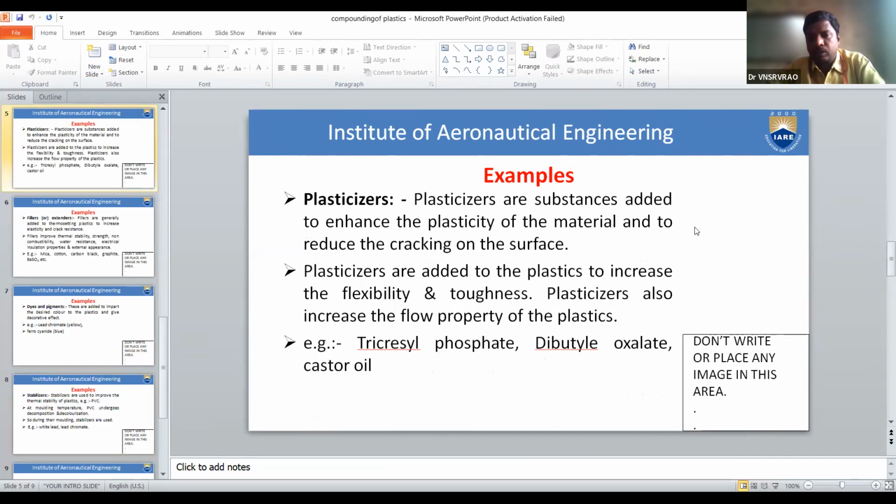Now we see one by one the categories of compounding of plastics. The first one is plasticizers. From the title we understand that plasticizers are applied to improve which property in plastics?